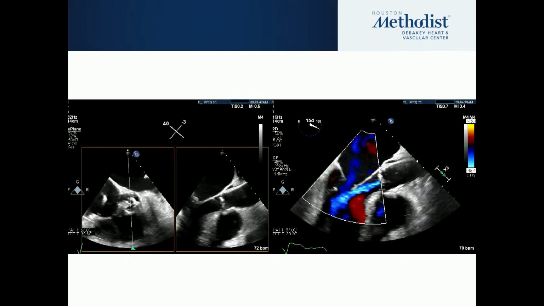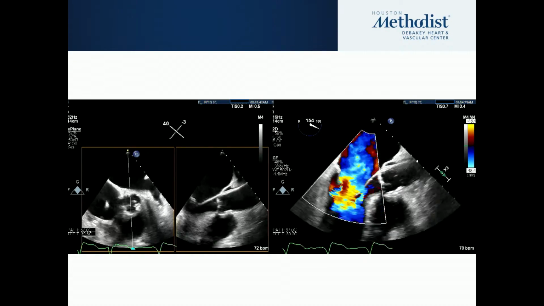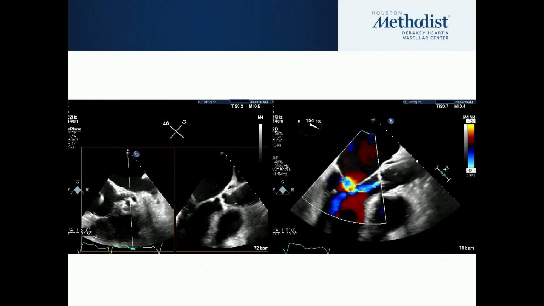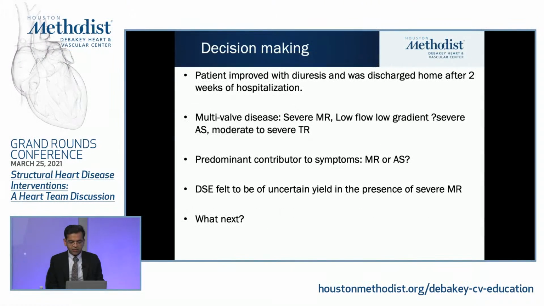And this shows the short axis of the aortic valve and the color Doppler through the mitral and the aortic, showing mild AI and severe MR. He improved with diuresis and was discharged home after 2 weeks of hospitalization. He, of course, had multivalve disease with severe mitral regurgitation, low flow, low gradient severe aortic stenosis, and moderate to severe tricuspid regurgitation. And the question here was, what was the predominant contributor to his symptoms?